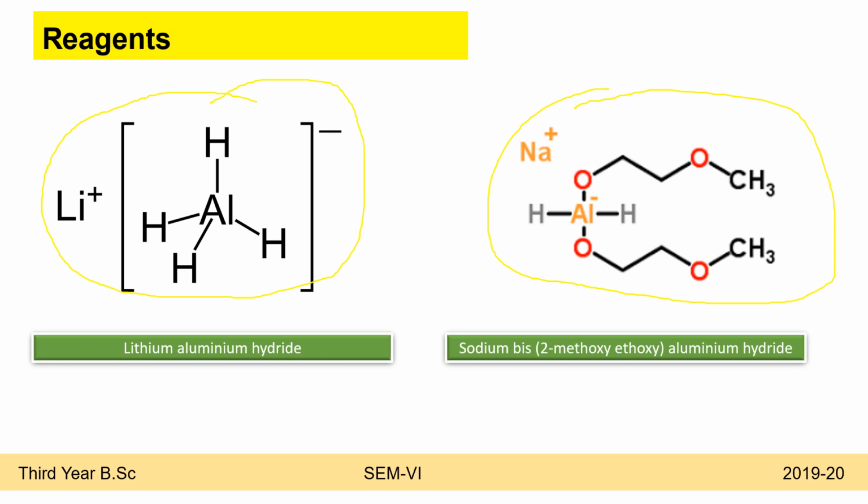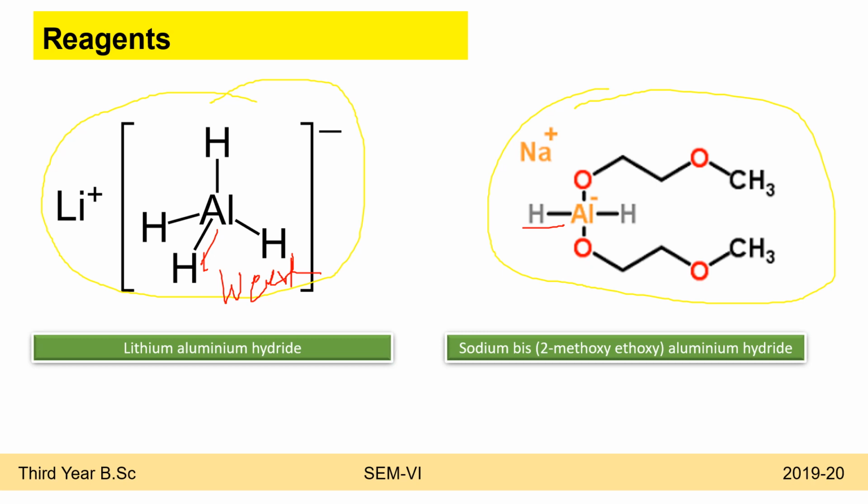Both are very strong hydride ion donors, because the bond between aluminum and hydride is a weak bond. In both the cases these bonds are weak, so they act as very strong hydride ion donors. So there are many similarities between these two reagents.